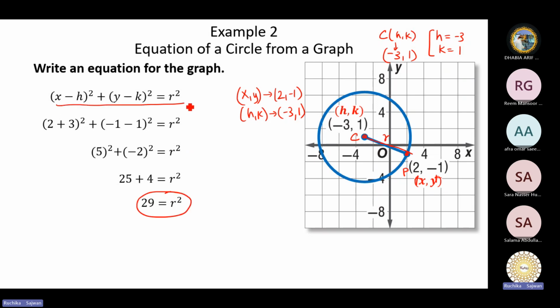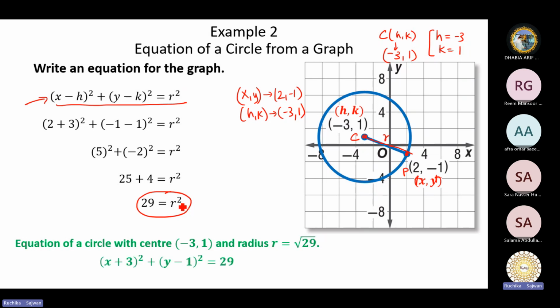I can go back to this equation and put in place of the right side, r square, the number 29. So now I already know h, k. We can put the values and this is how the final answer is going to look. If you look carefully, in this question we use the equation of the circle in standard form 2 times: one time to calculate the radius and a second time to give the final answer where we put the values of the center and the radius. Okay, I hope this is fine.